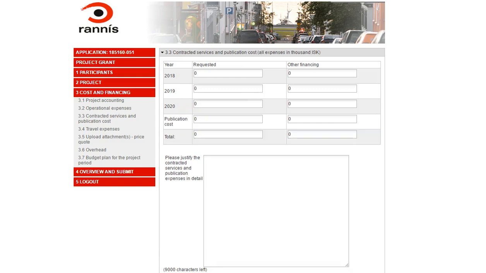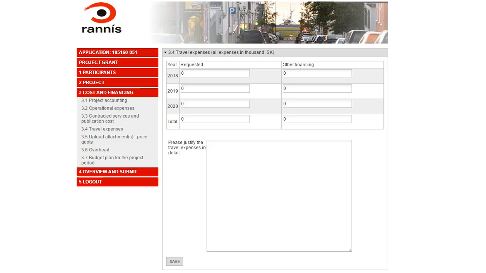In Section 3.3, you enter the cost of work that is not carried out by the participants in the project, but is necessary for the progress of the project. Publication costs of up to 500,000 Icelandic kronur during the project period can also be applied for under this section. Contracted services and their relation to the proposed activities must be justified in detail, and price quotes must be uploaded in Section 3.5 when appropriate. No overhead expenses can be claimed on contracted services.